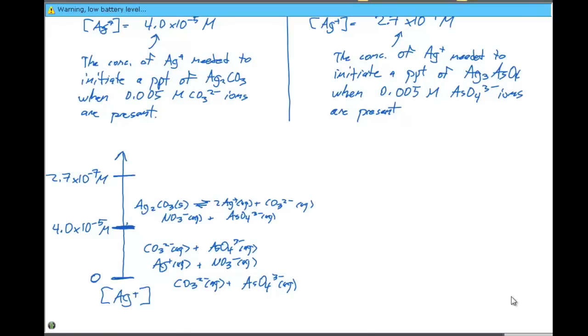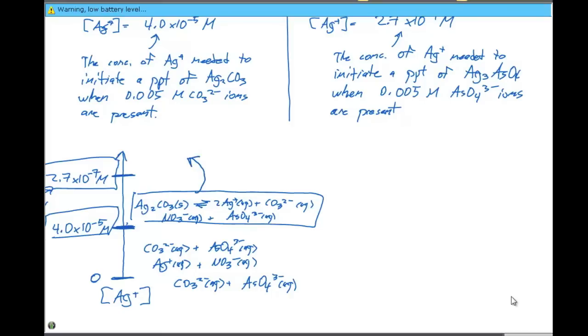Professor? Yes? Don't you have it backwards? Do I have it backwards? Oh, I do have it backwards, sorry. So these guys right here should be flipped, right? Because 2.7 times 10 to the minus 7 is lower in concentration than 4.0 times 10 to the minus 5. Thank you for pointing that out for me. Okay? So this box right here should be up top here.